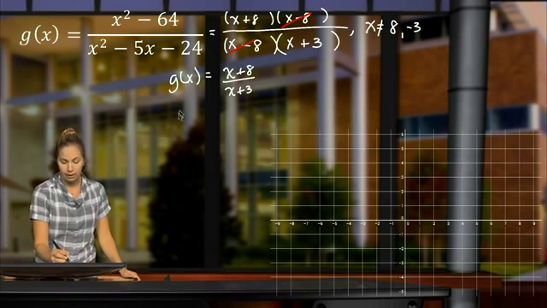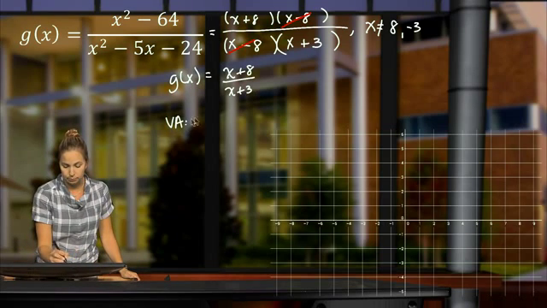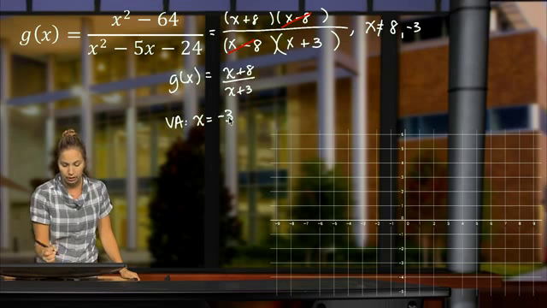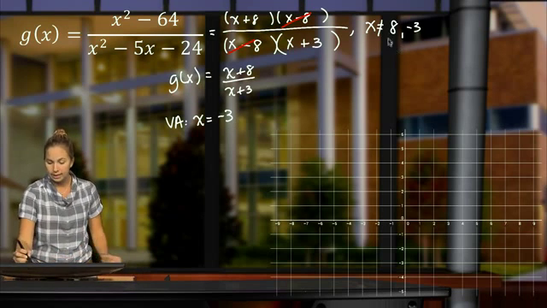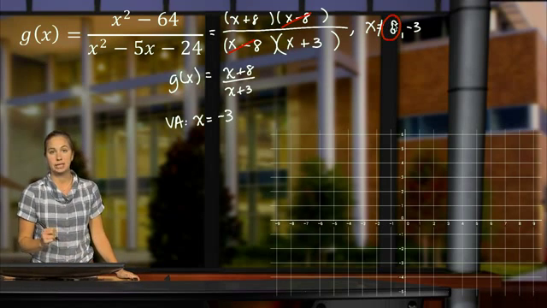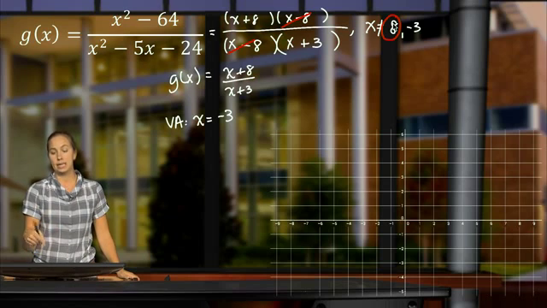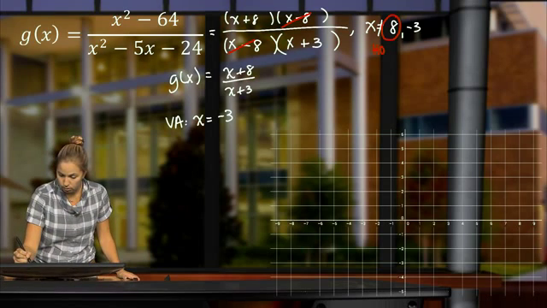And now that it's simplified, we see that we have only one vertical asymptote at x equals -3, which means what's going to happen here at x equals 8? That means that at x equals 8, we are going to have a hole.